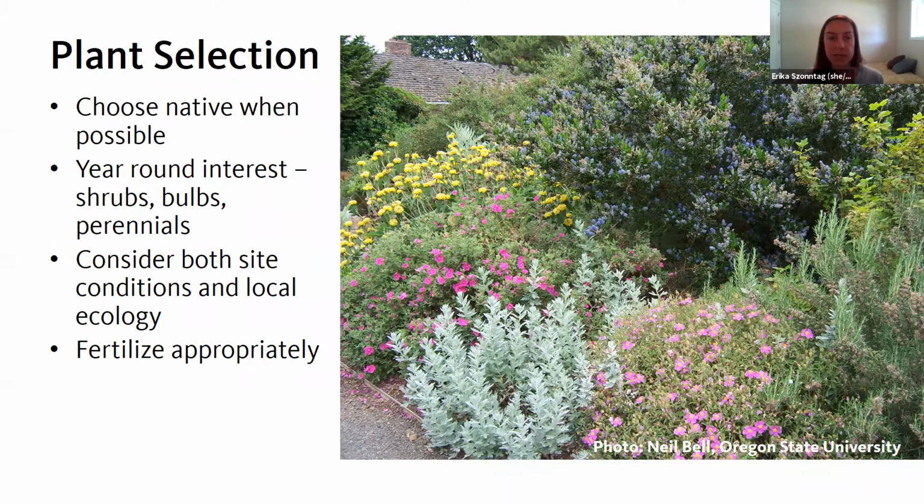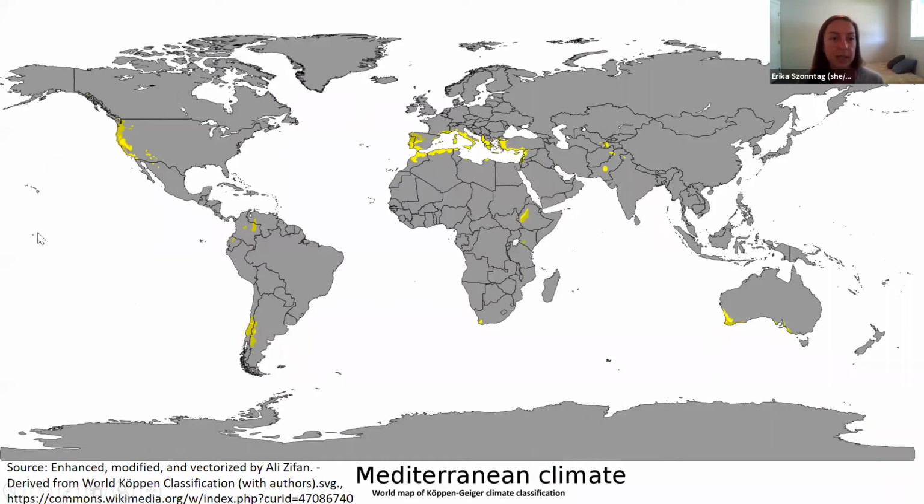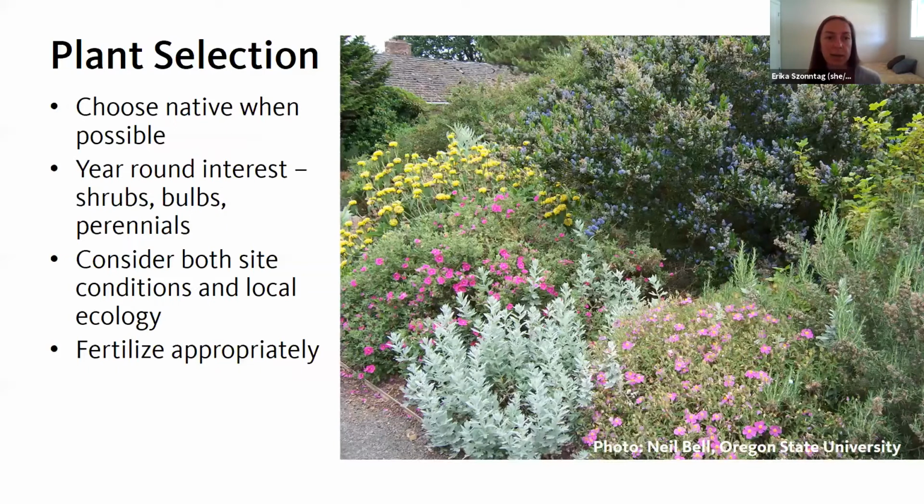So for example, I live in a Mediterranean climate here on the West Coast of the States. So, if I'm going to plant something different that's maybe not native, I might choose some plants that are Mediterranean adapted from other regions of the world. And again, that's just because they'll already be adapted to the temperature and precipitation regimes.